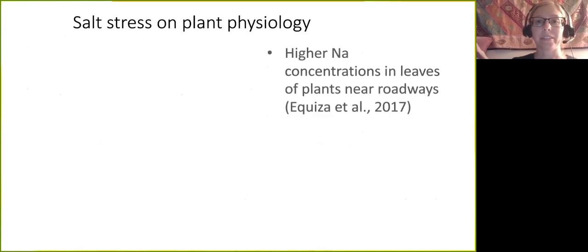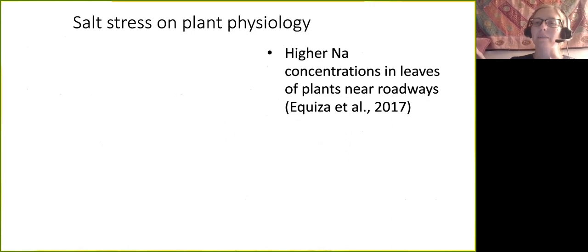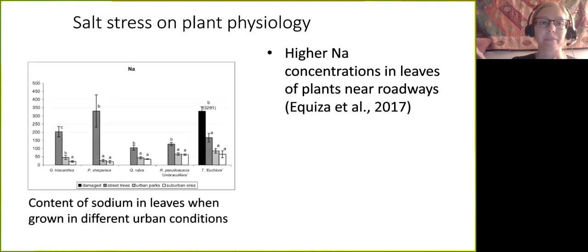How does salt stress actually affect plant physiology in more detail? Well, there actually has been found in Akiza et al., again, they found that higher sodium concentrations have been found in leaves of plants that grow near roadways. Dmychowski et al. also found similar findings.